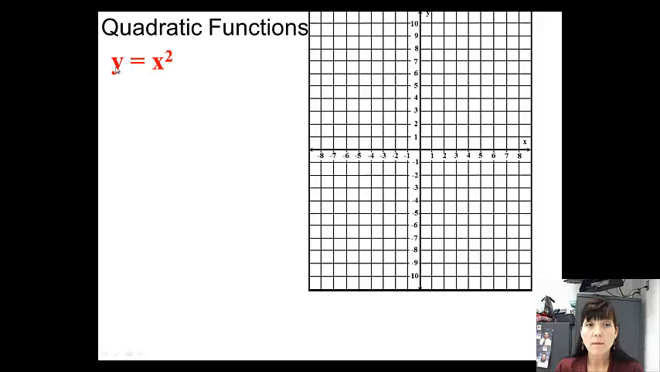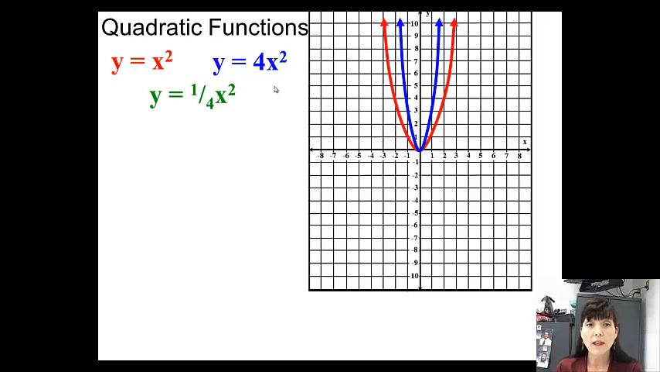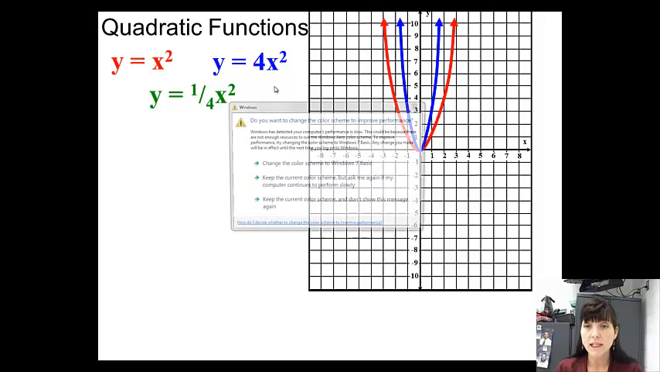Okay, the parent function, y equals x squared, would look like that. It starts at the origin. Your a value is a positive 1, so we know that it opens upward. y equals 4x squared. It still opens upward because it's a positive number. It looks like that. And then our final one we're going to look at is y equals 1/4 x squared, still pointing upward.